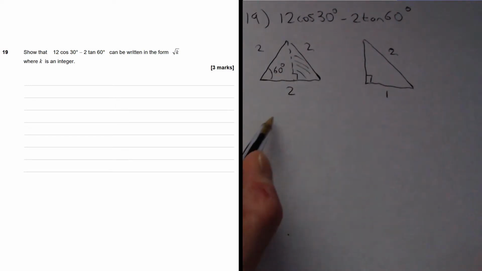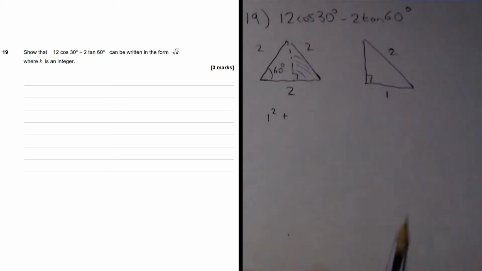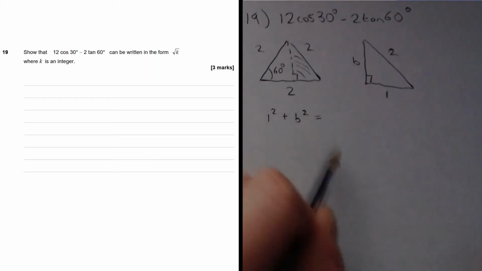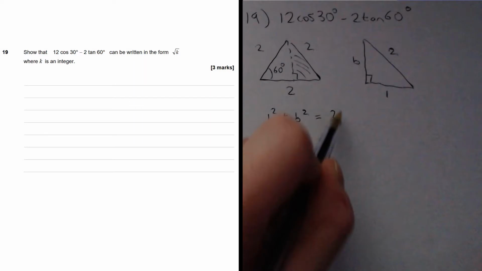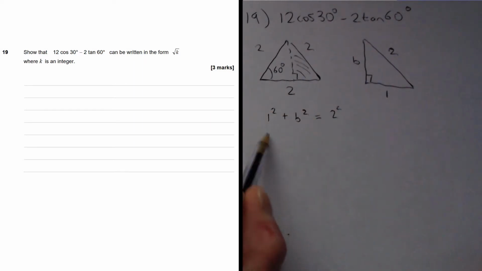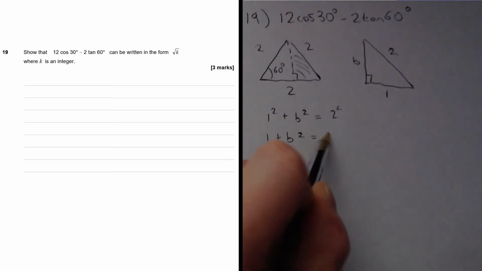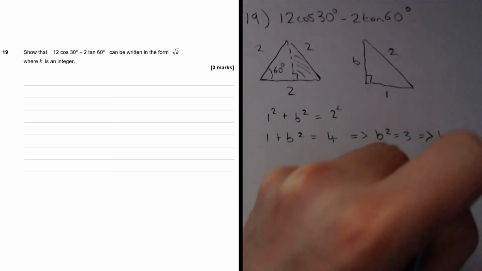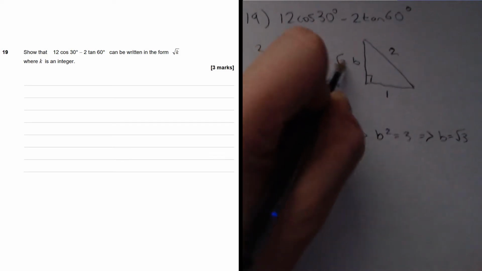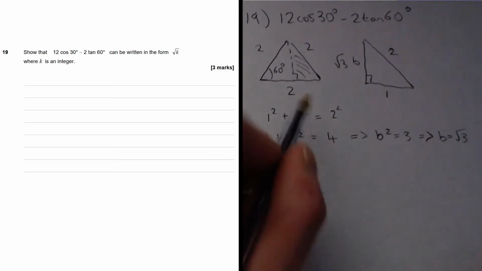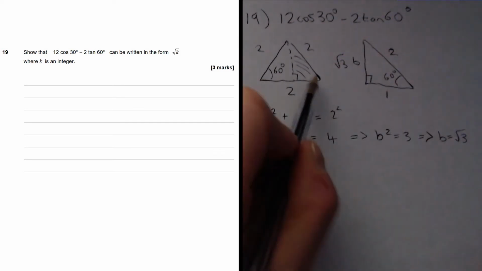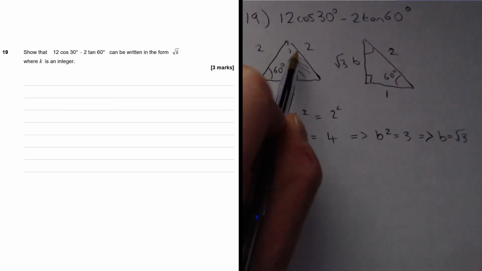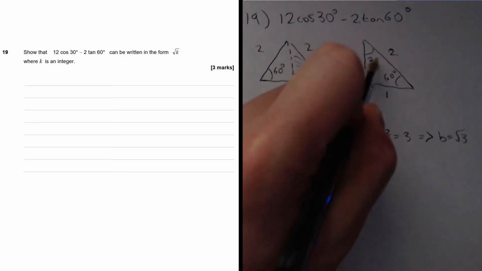In fact, we know that 1 squared plus whatever that is squared, I'm going to call that b, b squared is c squared, which is 2 squared, which is 4. So this is saying that 1 plus b squared is 4. This tells me that b squared is 3, which tells me b is the square root of 3. Why is this useful? Well, we know that angle is 60 degrees, because it was in the equilateral triangle. And this angle is 60 degrees divided by 2, which is 30 degrees.